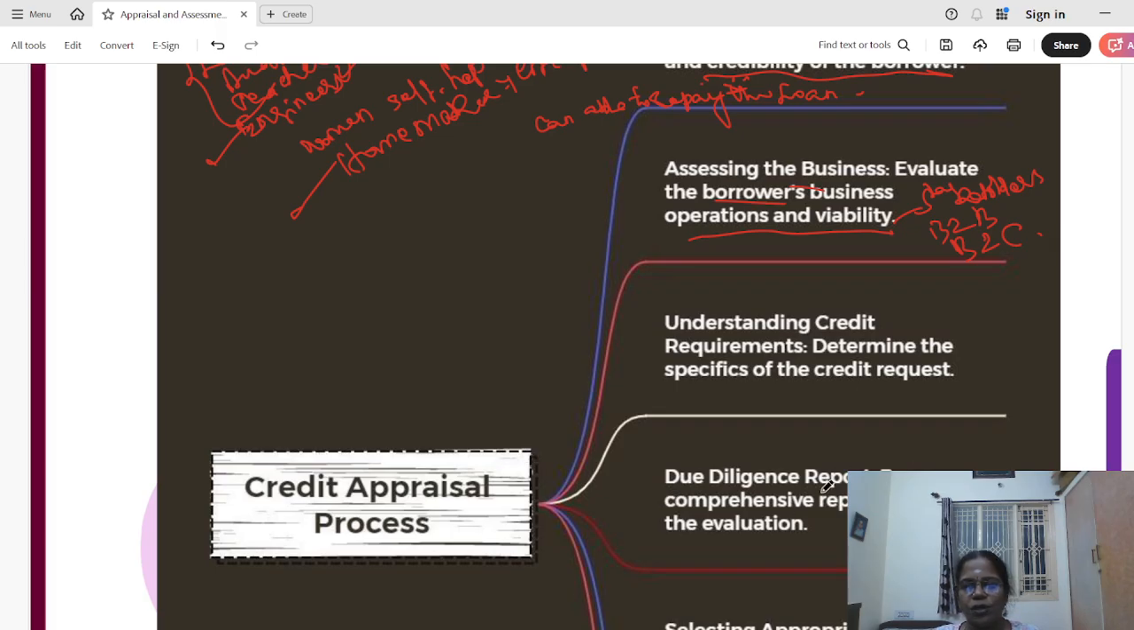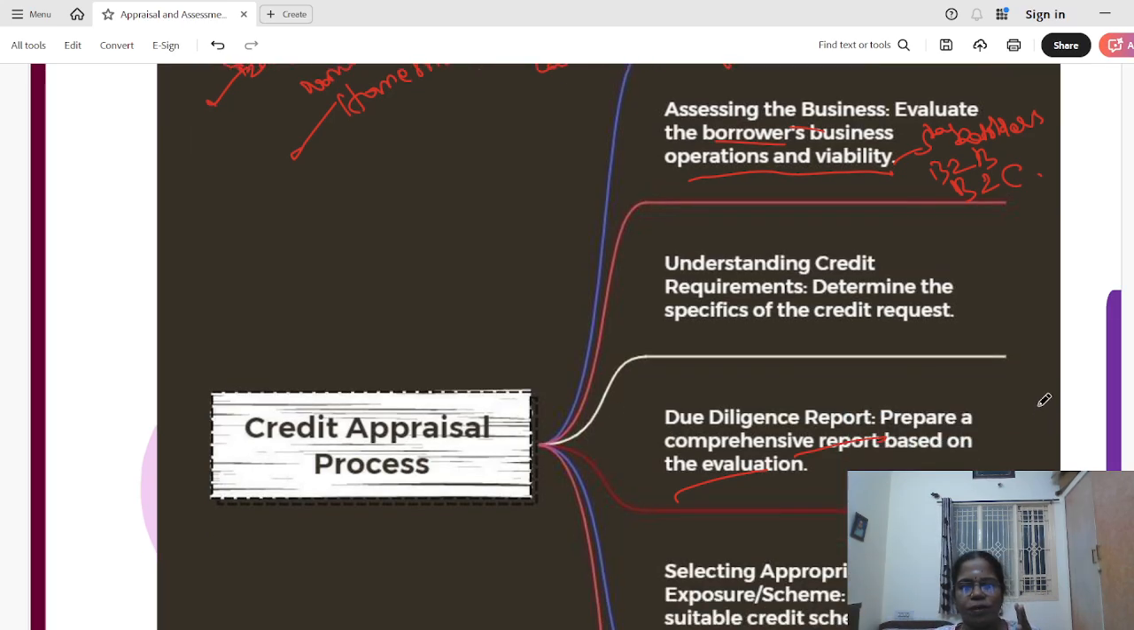Then the due diligence report: prepare a comprehensive report based on the evaluation. Based on the evaluation, they have to prepare the nature of the customer, how they are running their business, and the creditworthiness of the particular customer. They have to prepare the report of the customer and submit it for evaluation purposes.